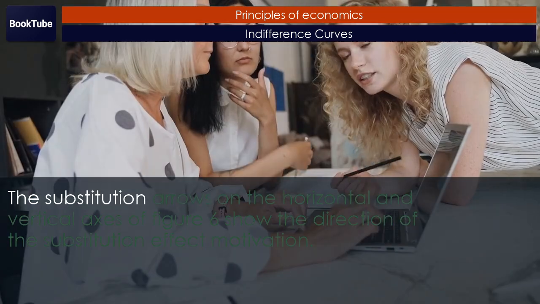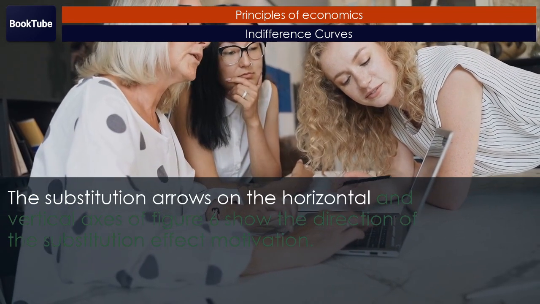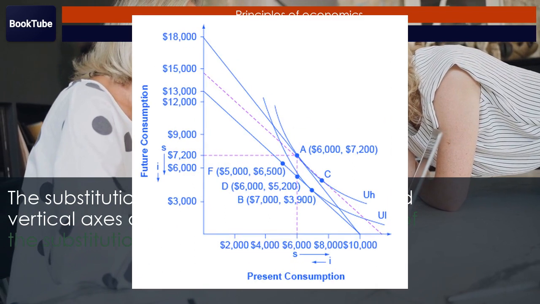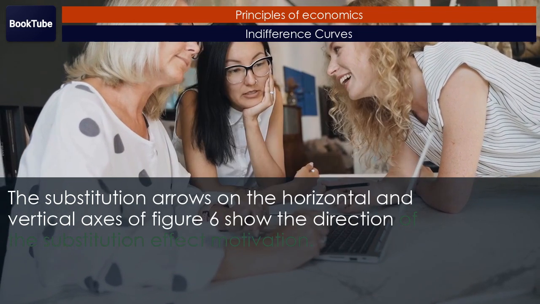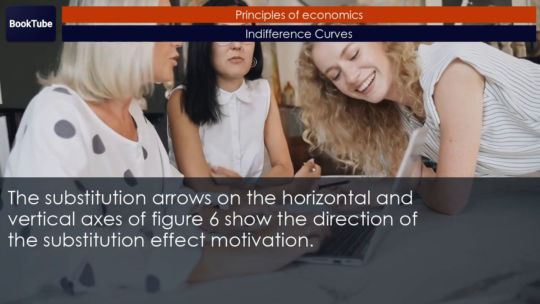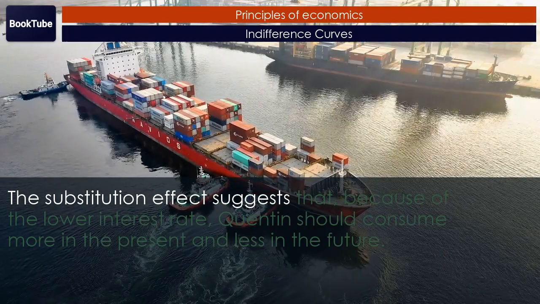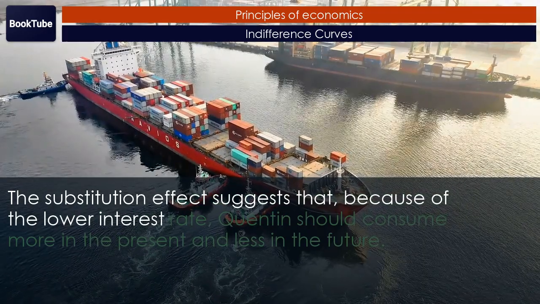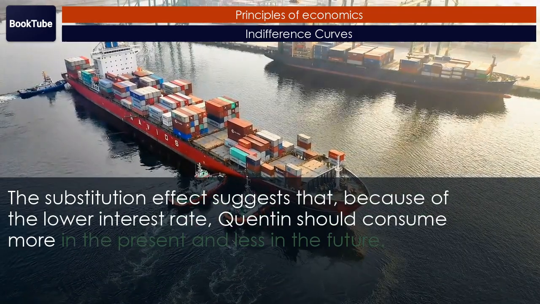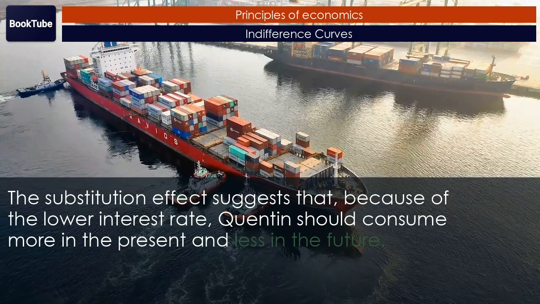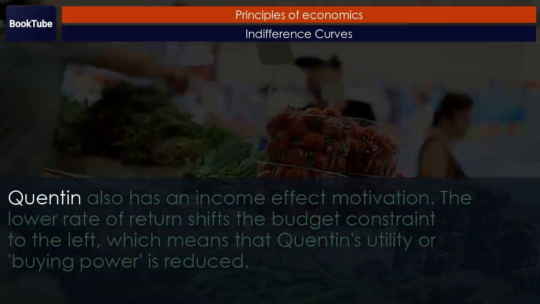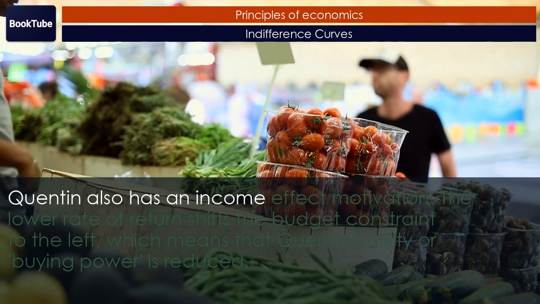The substitution arrows on the horizontal and vertical axes of Figure 6 show the direction of the substitution effect motivation. The substitution effect suggests that, because of the lower interest rate, Quentin should consume more in the present and less in the future. Quentin also has an income effect motivation.